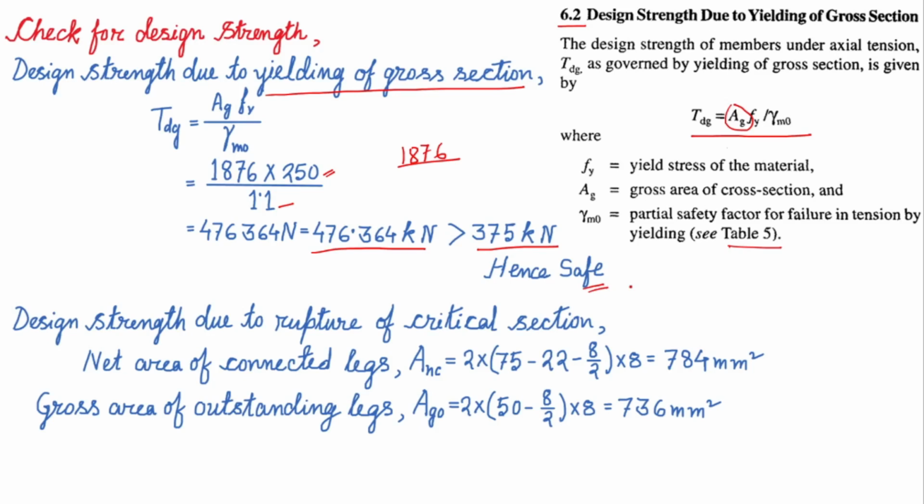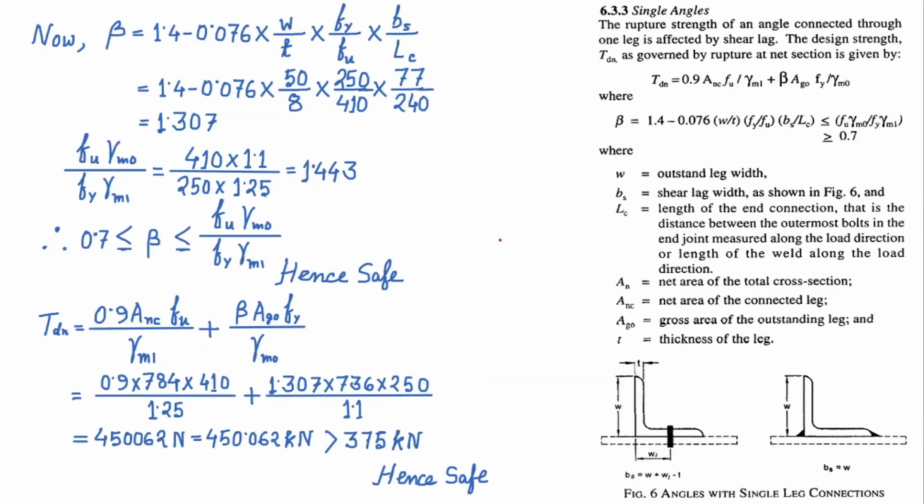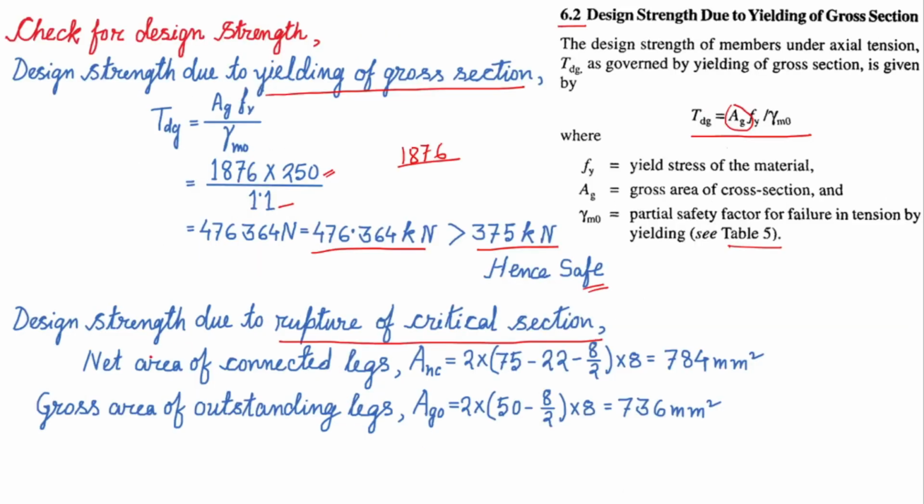Next we have to check the design strength due to rupture of critical section. In clause number 6.3.3, for single angle the rupture strength formula is given. You see, the formula is Tdn equal to this. To use the formula, some values we have to calculate previously. So first of all, we shall calculate Anc, which is the net area of connected legs.